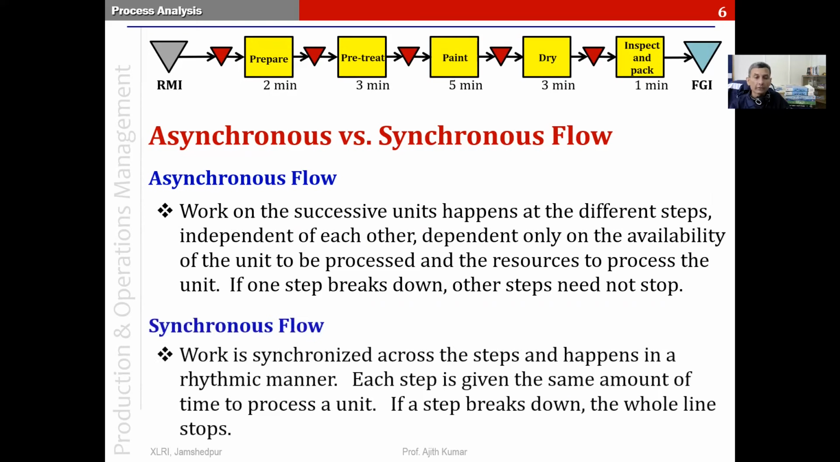In the synchronous flow, on the other hand, the work is synchronized across the steps and happens in a rhythmic manner. Each step is given the same amount of time to process a unit. And if a given step breaks down, the entire line stops and waits for that unit to come up.